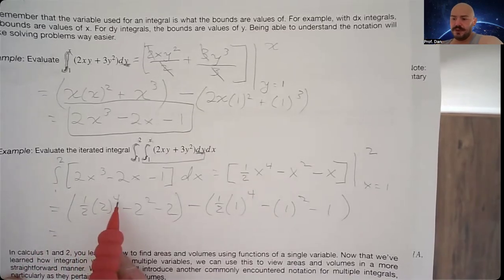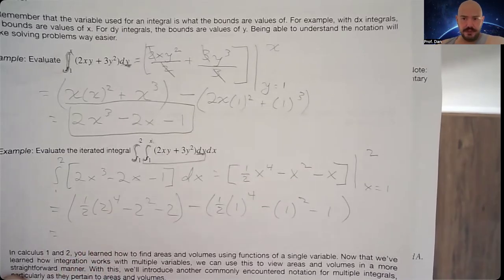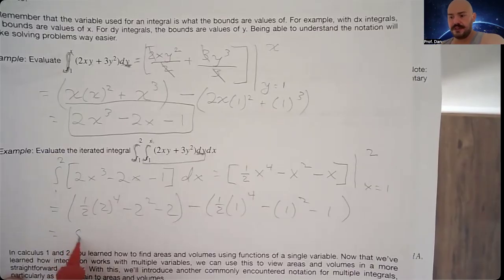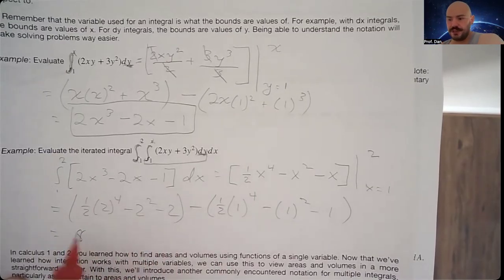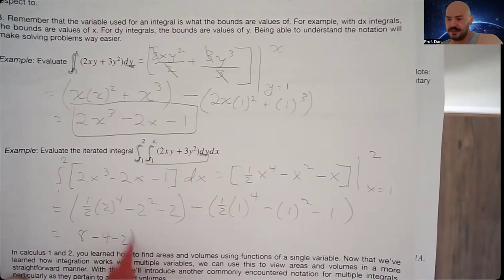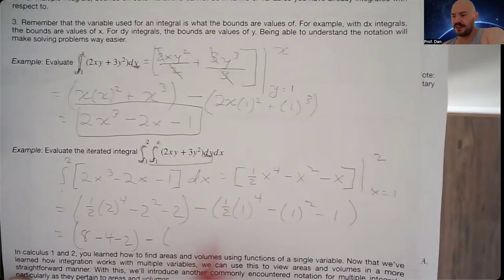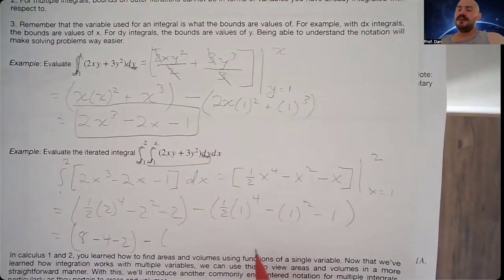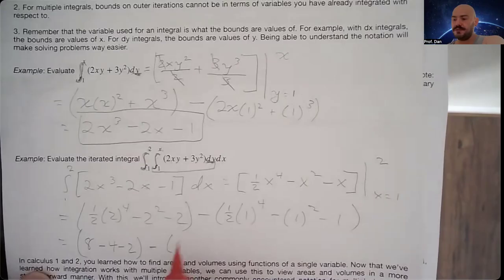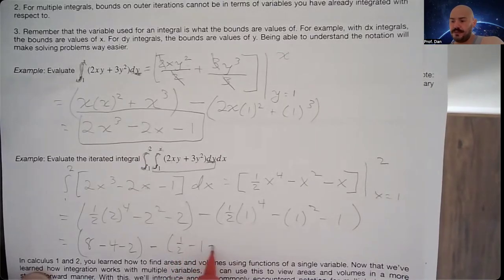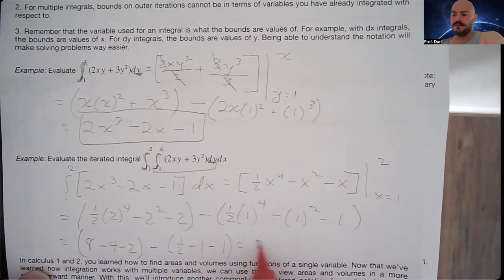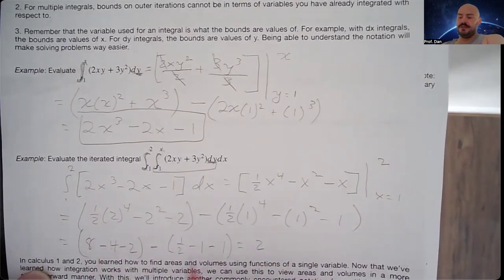So 2 to the 4 divided by 2 would be the same as 2 to the 3, right? And we know 2 to the 3 is 8. 2 squared is 4 minus another 2. Here I know that 1 to a power, 1 to a finite power, I should say, is 1. So this whole expression will just be 1/2 minus 1 minus 1. Now if I combine like terms, this turns into positive 2. 8 minus 4 minus 2.